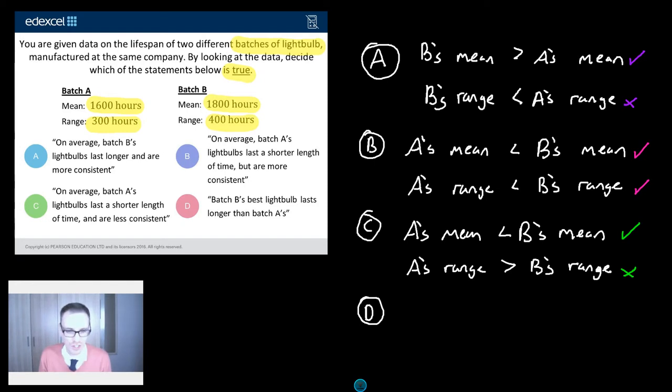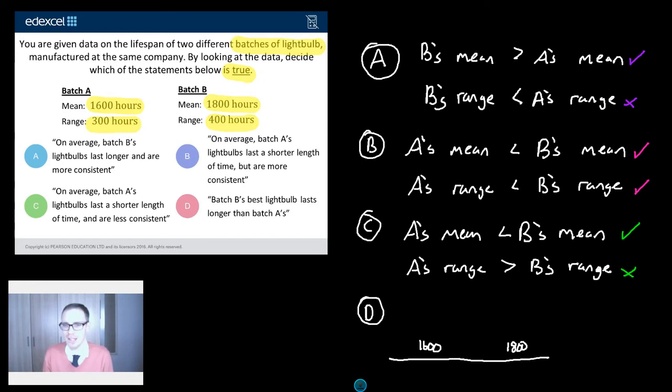Is it certainly true? So, on average, B's light bulbs last longer. There's no doubt about that. And the range of bulbs in B is longer. But does that mean that they definitely last longer? Well, probably the best way to think about this, and it's not a perfect way, but let's just imagine we've got, let's put here 1,800 and let's put here 1,600.